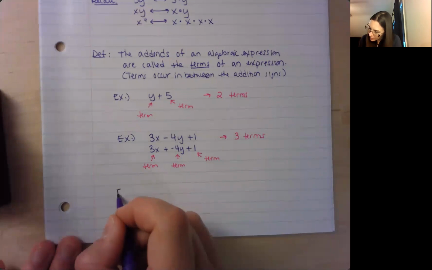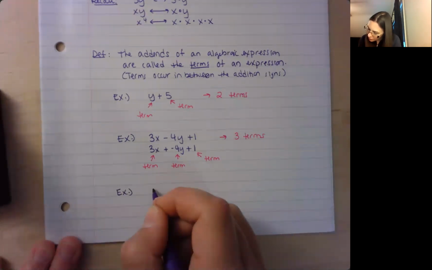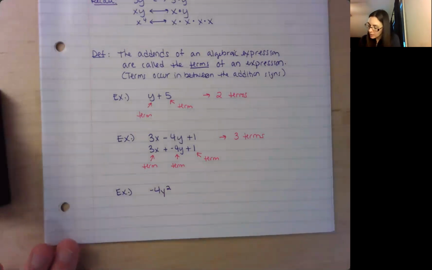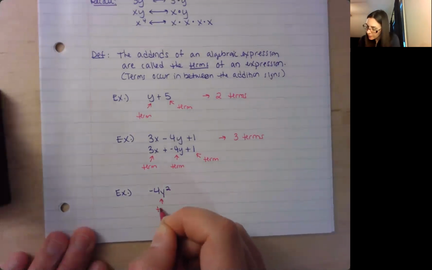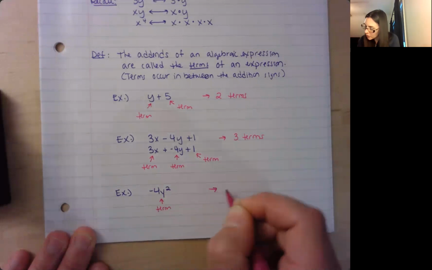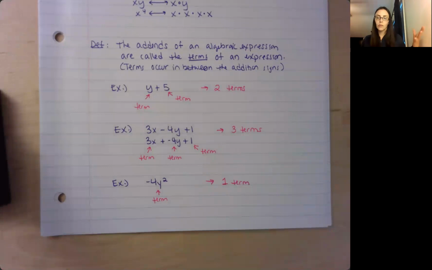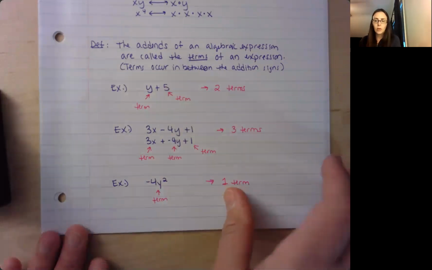And something else like maybe just negative 4y squared. So here there are no plus or minus signs. This is still a term, and this is an example where you have one term. And so on. So I can make these as long as I really wanted to. I can do an example as complicated as I want. So here you have examples of just 2, 3, and 1 term, just to kind of see what those look like.